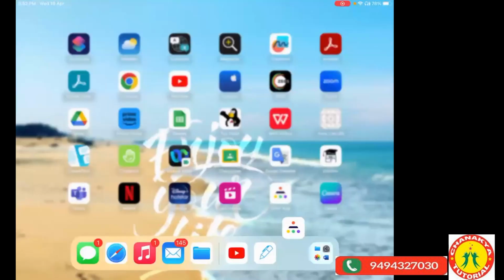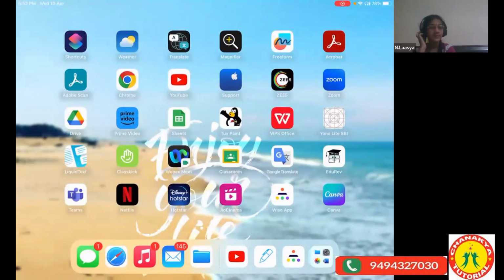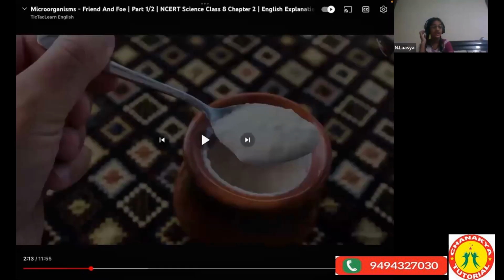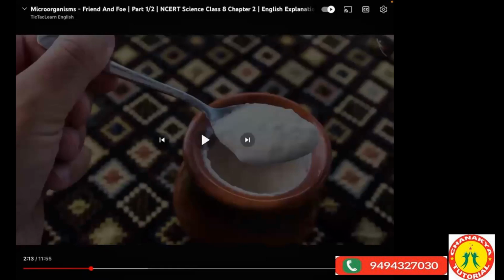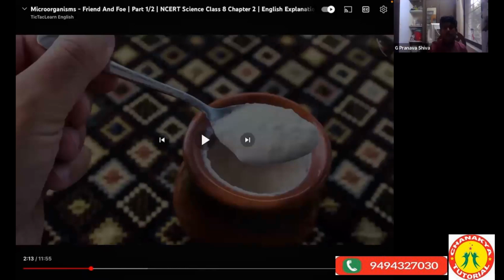So, have you seen your mother preparing the curd? Oh, that is the fermentation of curd, ma'am. Correct. So, how will they be making the curd? First they will boil the milk. If we boil the milk, the microorganisms which are present in the milk will be killed by the heat.